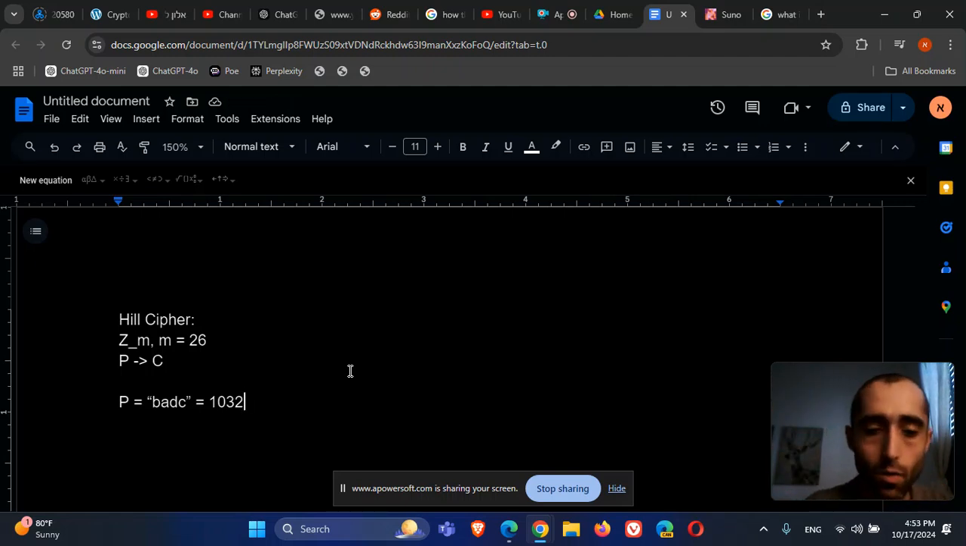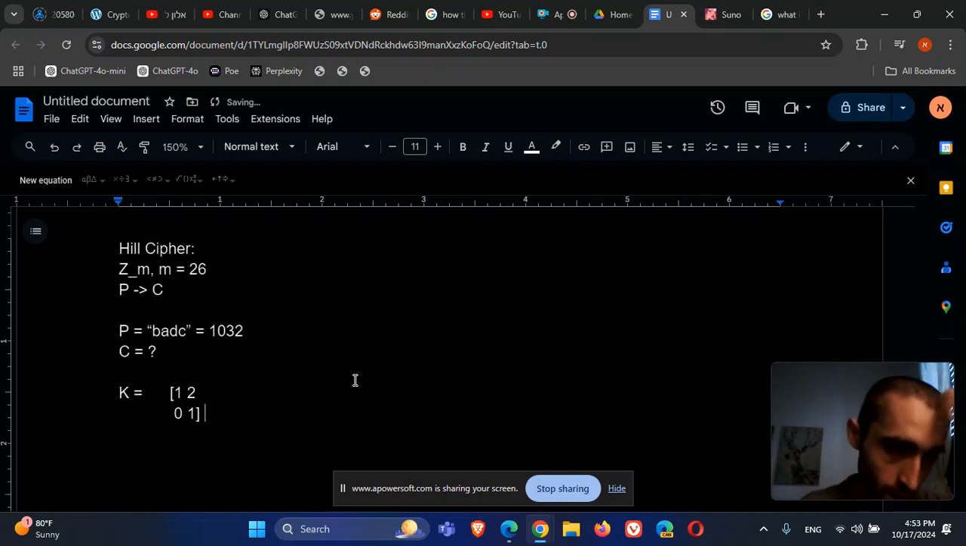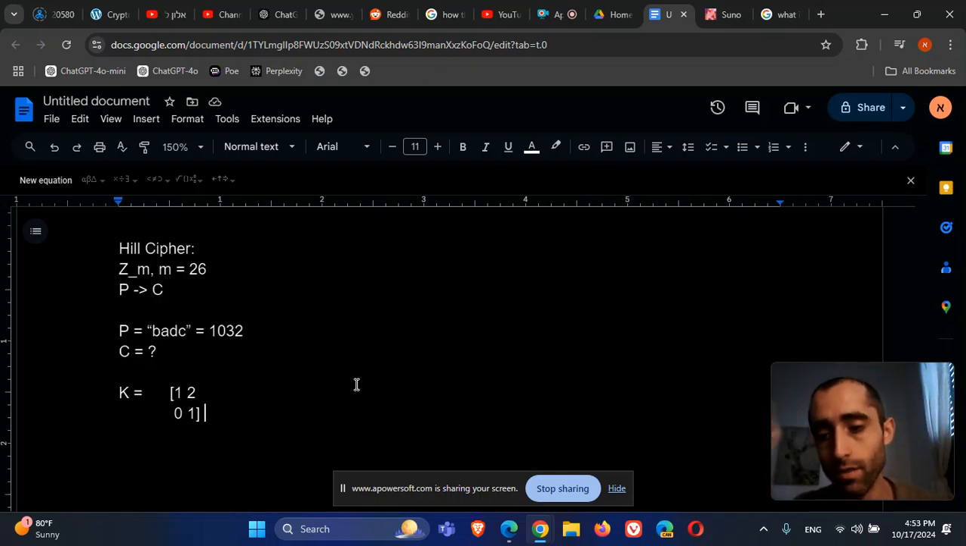So now I want to convert it to the ciphertext. How do I do that? I use a key. The key is a matrix. Let's take 1, 2, and 0, 1. This is my matrix, and I need to see that it's invertible in the finite set.